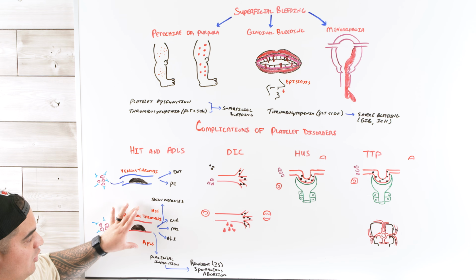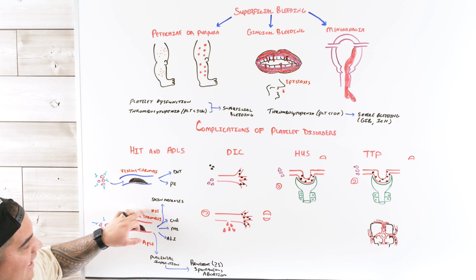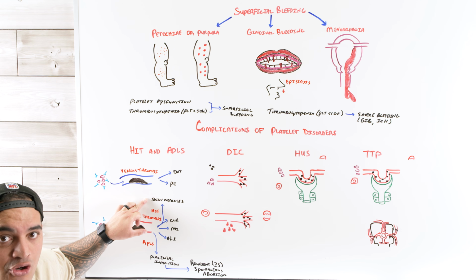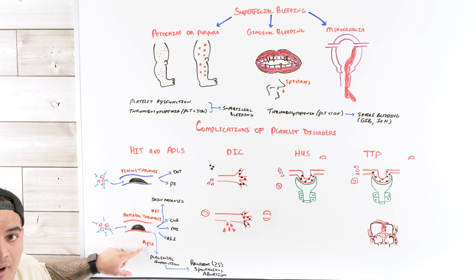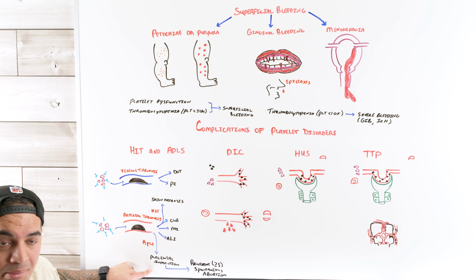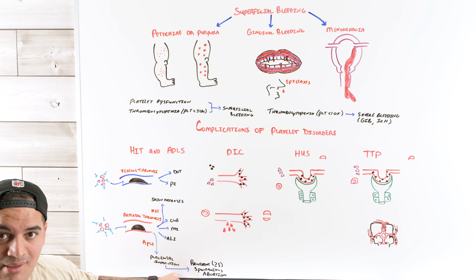The differences between HIT and antiphospholipid is HIT likes to cause thrombosis of small cutaneous vessels, causing skin necrosis. Whereas in antiphospholipid syndrome, it likes to cause placental thrombosis. The small placental vessels, they infarct the placenta, and that can lead to recurrent spontaneous abortions.